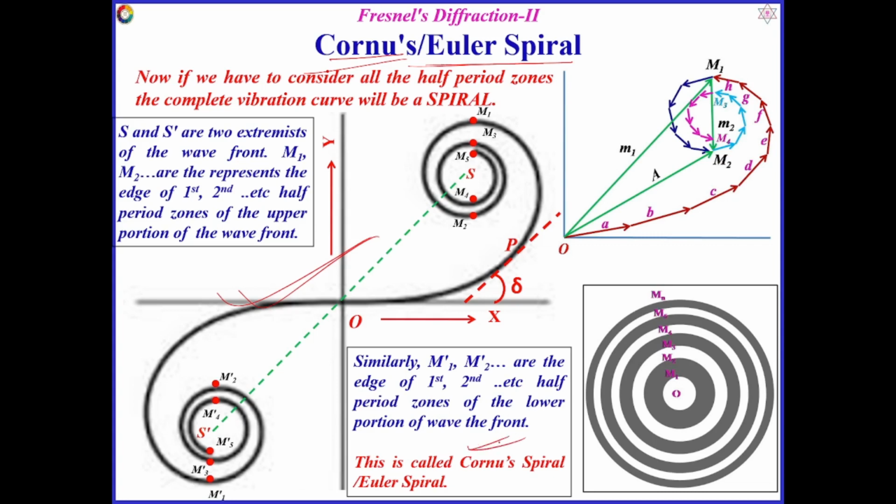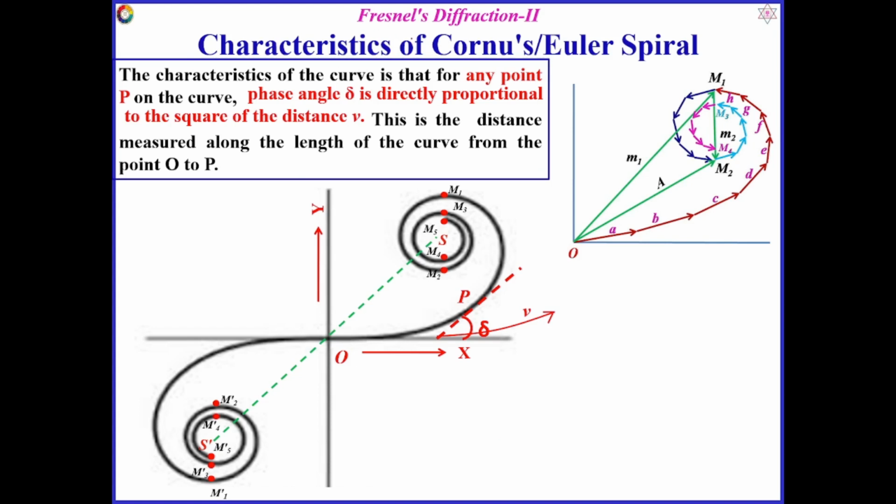Same thing has been written, no problem. So, characteristics of the Cornu or Euler spiral. The characteristic of the curve is that for any point P on the curve, suppose this is the point P, if we draw a tangent through the point P to the x-axis, then this angle will be called the phase angle. Here the phase angle is directly proportional to the square of the distance, and here it is written as small v.